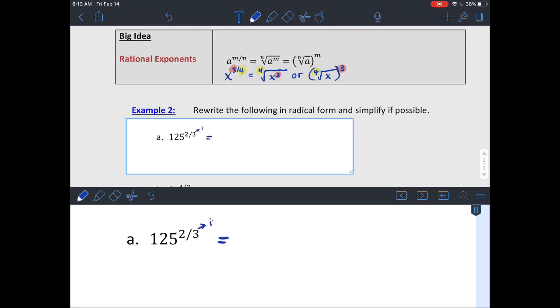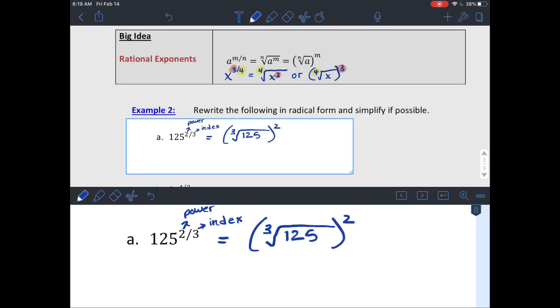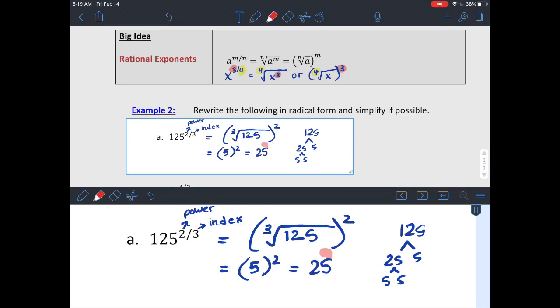So if I switch this to radical form, my index on my radical is going to be 3, so 3rd root, and then I'm going to have it raised to the 2nd power. I find it easier to put the power outside on the whole thing, because then I don't have to square 125. I just do the cube root and then square it, which is a lot easier. So cube root of 125 is 5. I need to square it. I end up with 25.